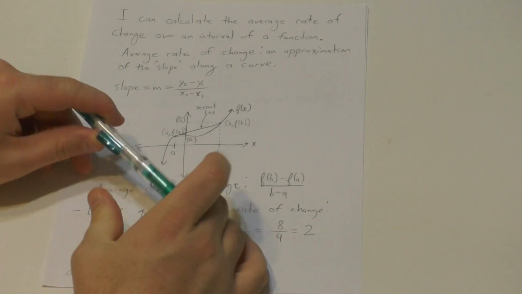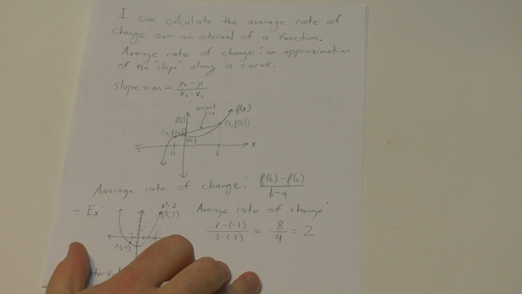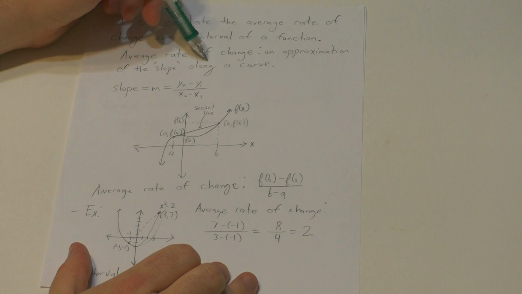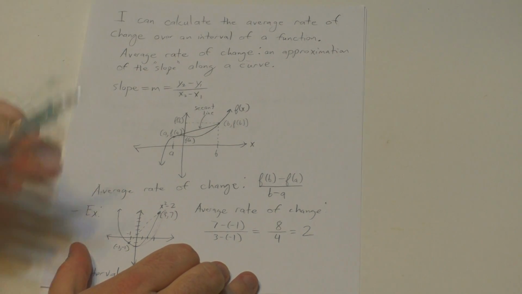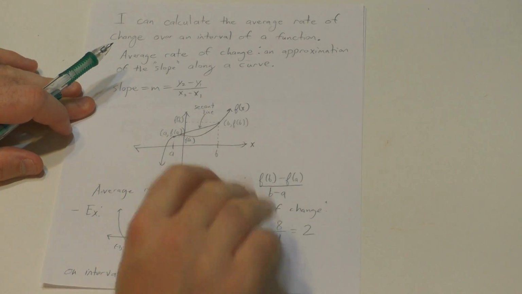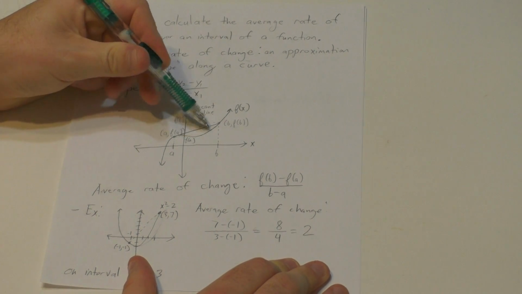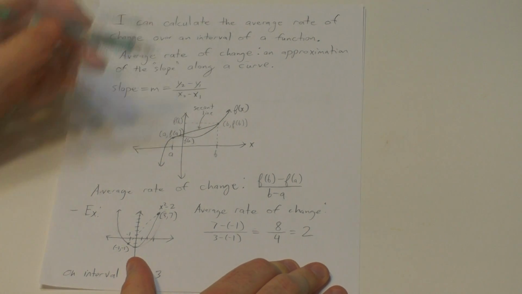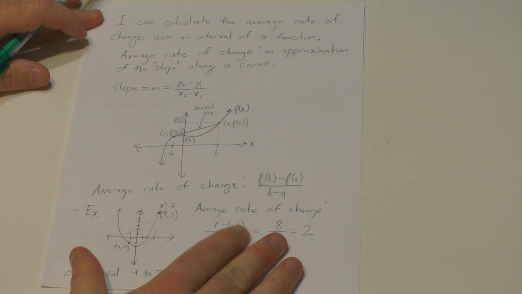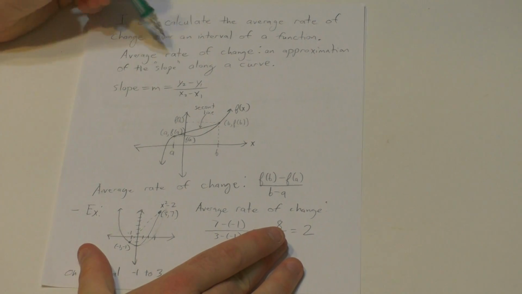I'm going to show you this time how to calculate the average rate of change over an interval of the function. Average rate of change is basically just an approximation of the slope along a curve, and we can only do that along an interval, meaning a certain distance along the x-axis, because there's no constant slope along a curve like you have on a line. So we have to get some sort of approximation. We can't call that a slope because it's not truly a slope. We're going to call it an average rate of change.